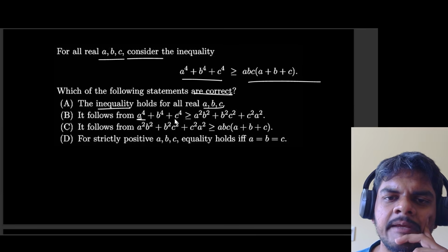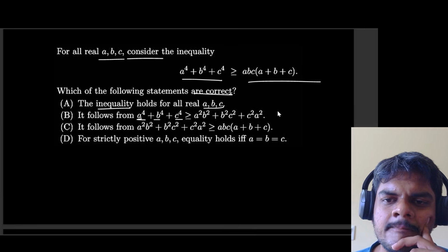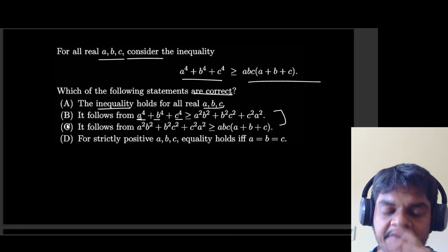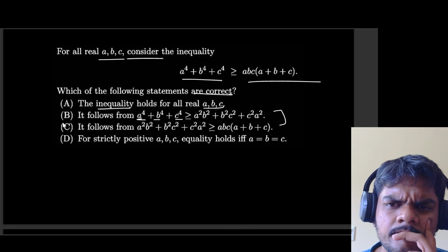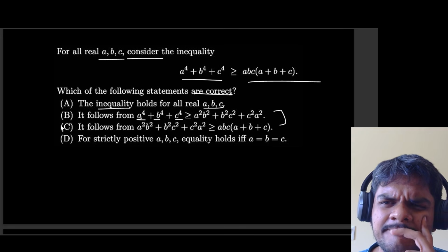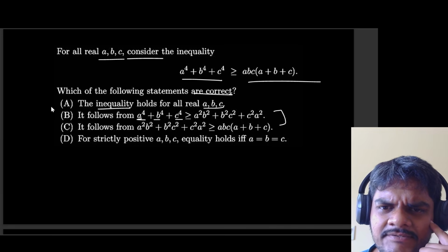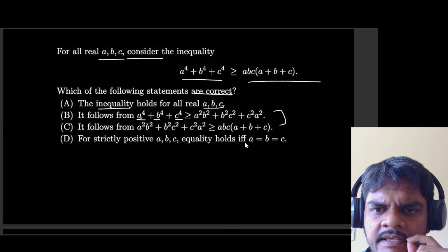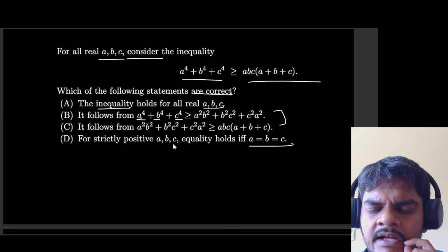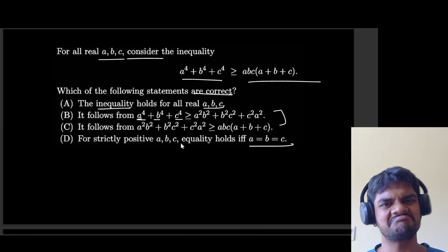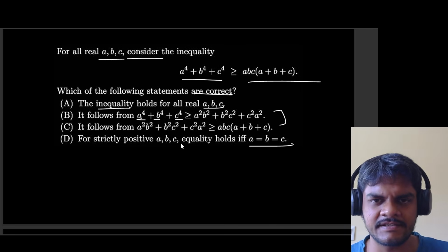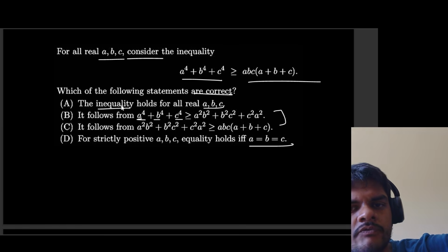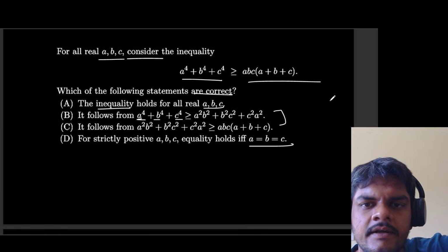It follows from a power 4 plus b power 4 plus c power 4 plus. If B and C are together correct, then won't this be very, very obvious? Then this will hold true for all a, b, c, and for strictly positive a, b, c, equality holds if and only if this is happening. So maybe that's very interesting, but how do we prove that? How do we actually prove it? All right, that's the question.